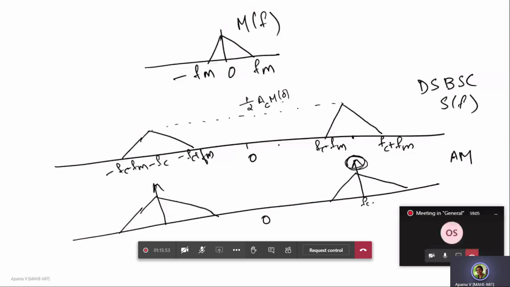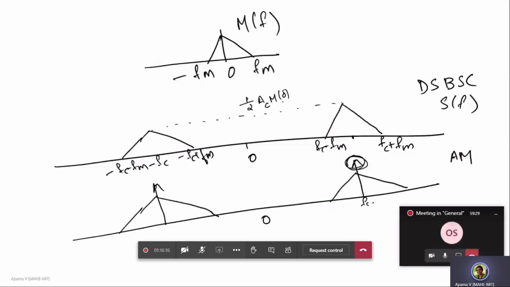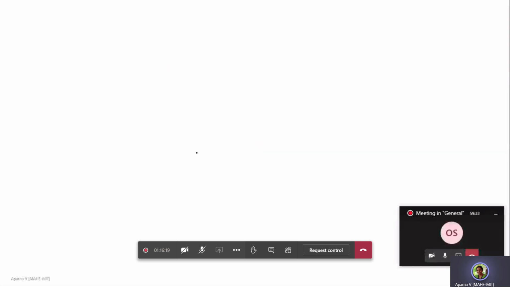Exactly, and this is the expression C of t into M of t, and this will be the spectrum. You can get this easily. If both are cos terms, half Ac cos 2 pi fc t into Am cos 2 pi fm t, multiplying together you are getting the shifted spectrum. So this is the difference from AM. And now generation of DSB-SC.